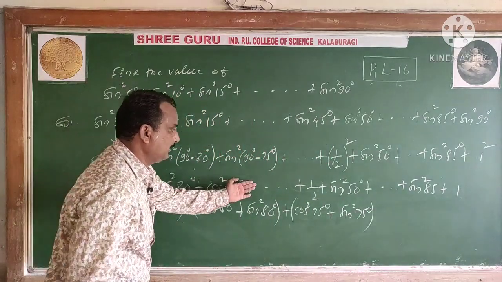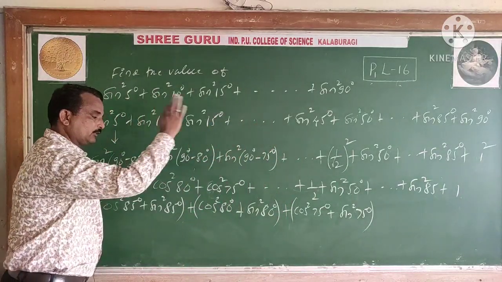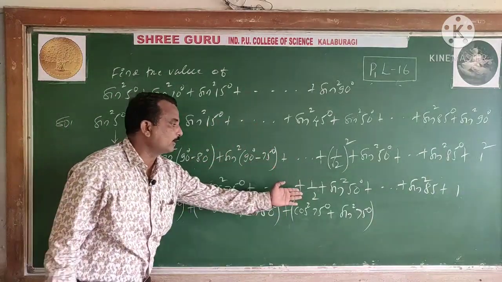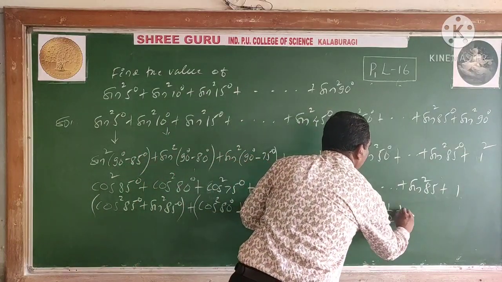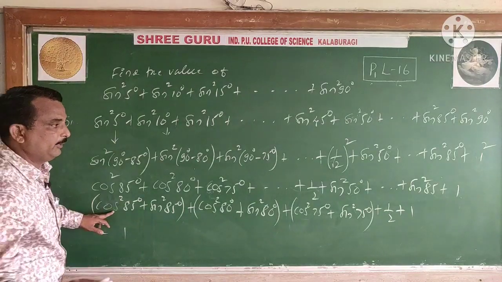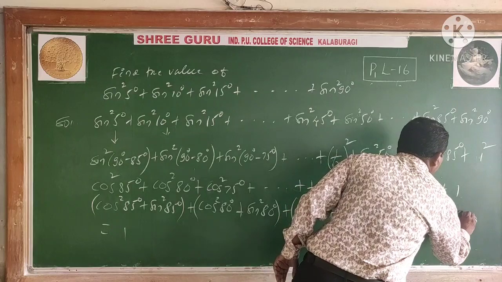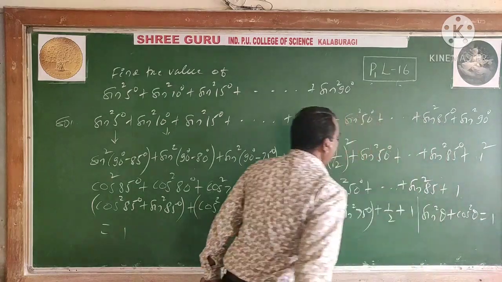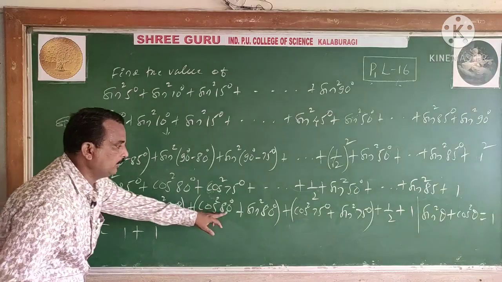Then next, 70 also, 65, 60 also, then 55, 50 also. Then this is what? 1 by 2 plus 1. Now see, you may write it. By using the identity, you know very well: sin square theta plus cos square theta is equal to 1. Using this identity, this is 1, plus this is also 1.